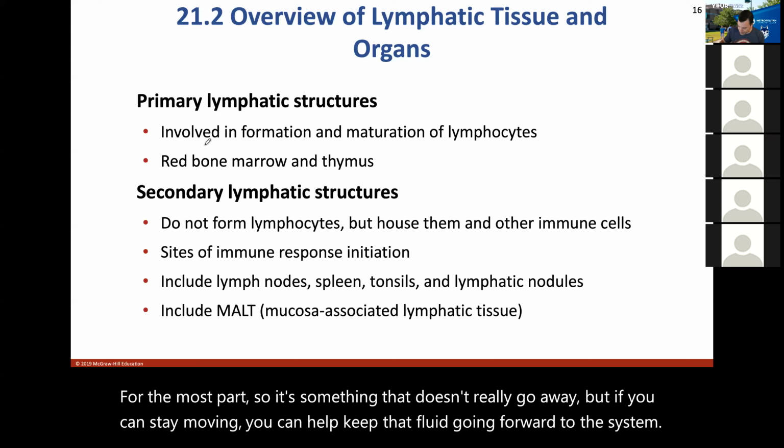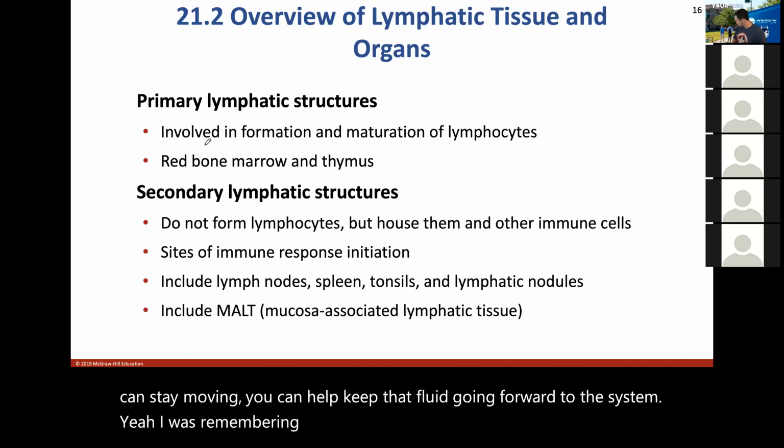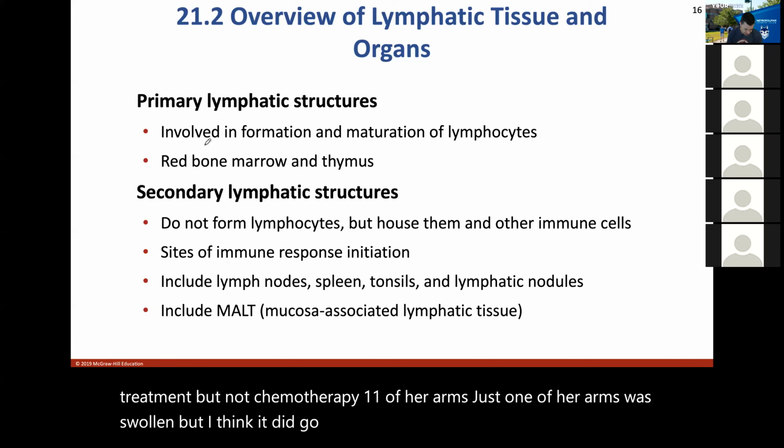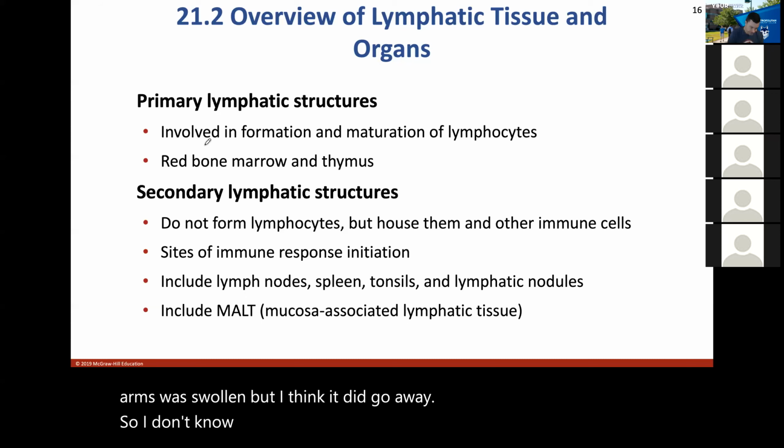Yeah, I was remembering my grandmother. She had cancer and she had radiation treatment, but not chemotherapy. And at one point, one of her arms was swollen, but I think it did go away. So I don't know what that was, but it must have.